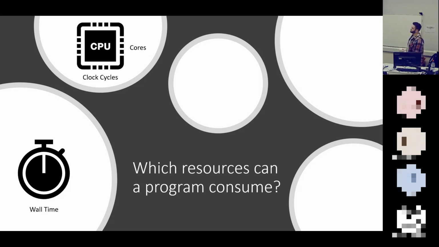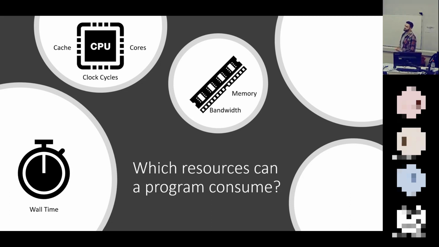But also CPUs have multiple cores. So how many cores are you using? And we started to talk about cache as well. So how effectively are you using the cache? Again, there's memory, as we said before. And this has two parts to it, just how much memory are you actually using, and also the bandwidth. So how many gigabytes per second are you reading and writing from memory, which is also limited as well.